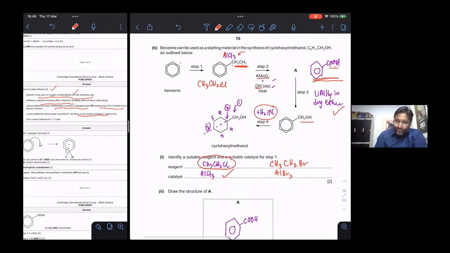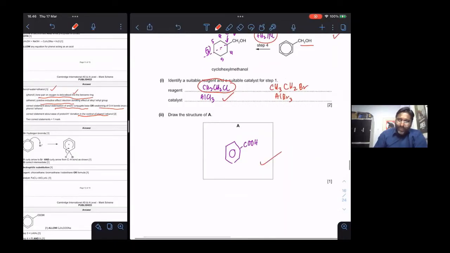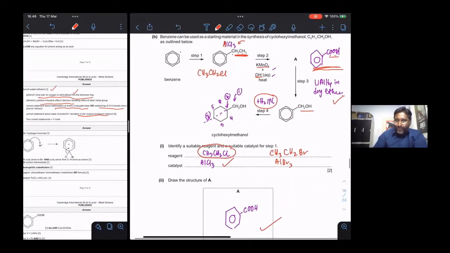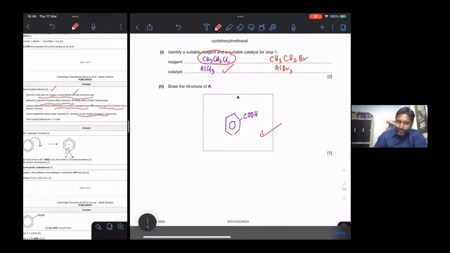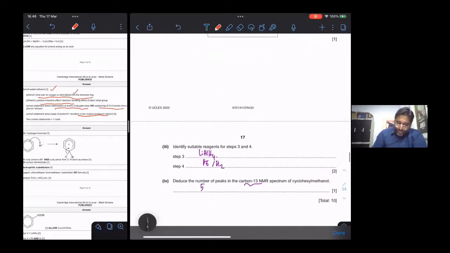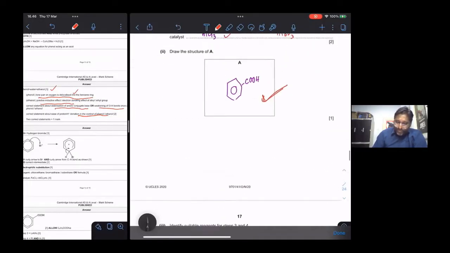Okay, A is going to be benzoic acid, so you just draw. If they give you everything in skeletal form, it's okay, you can draw, but in this case it's not skeletal form, so you can just represent them like this. Yeah, so it's correct. Now identify a suitable reagent for step number 3.